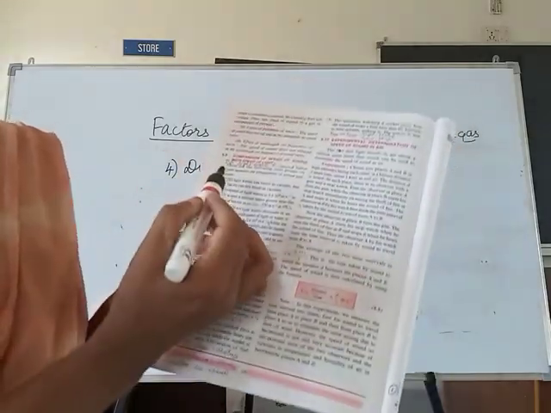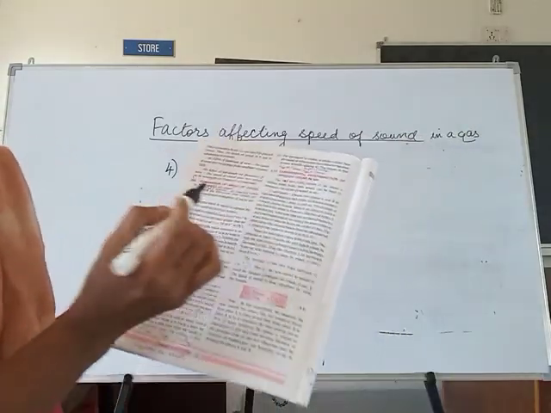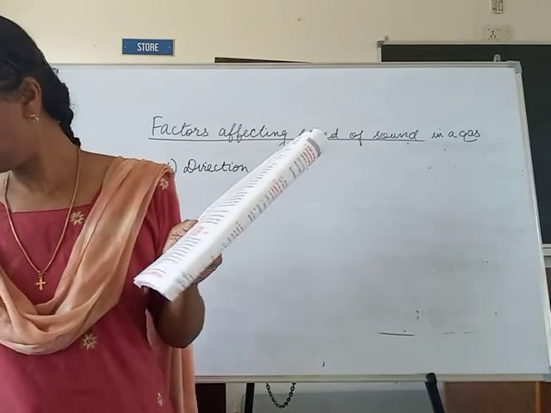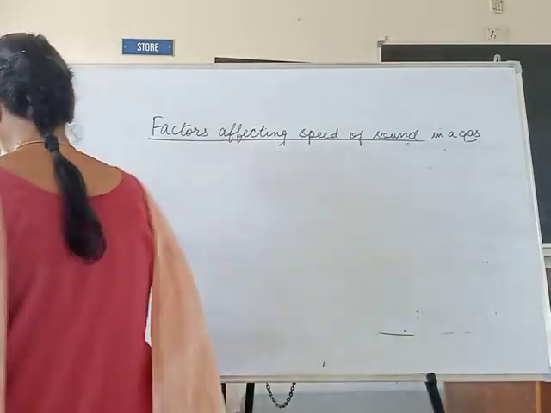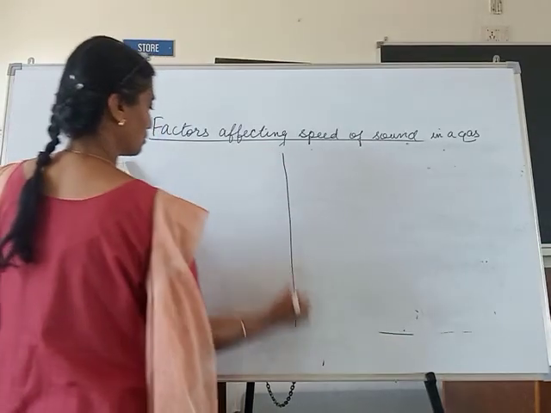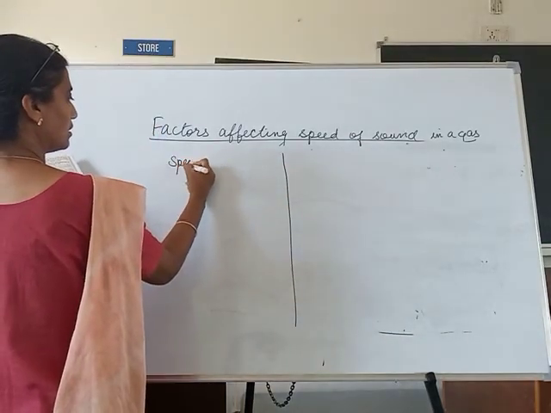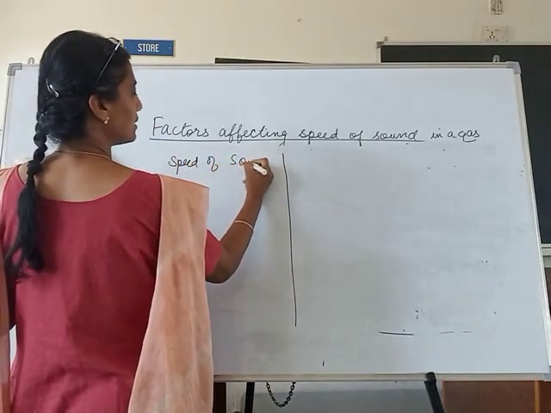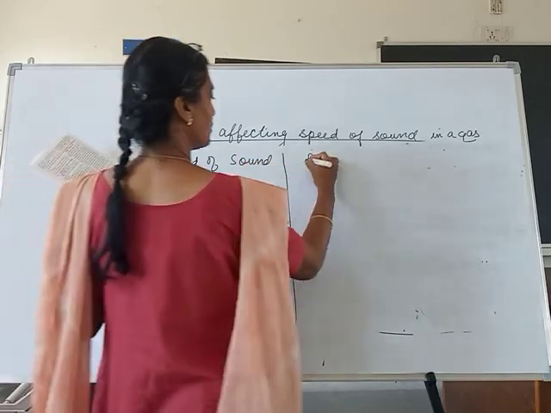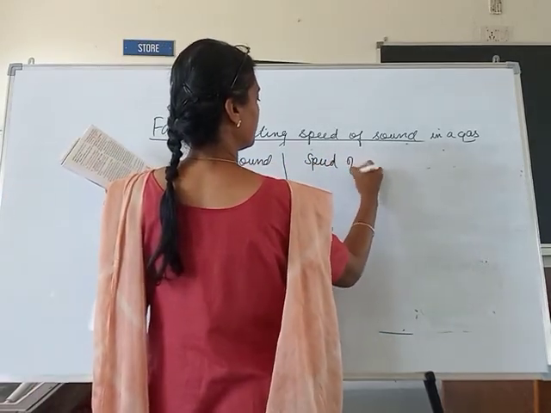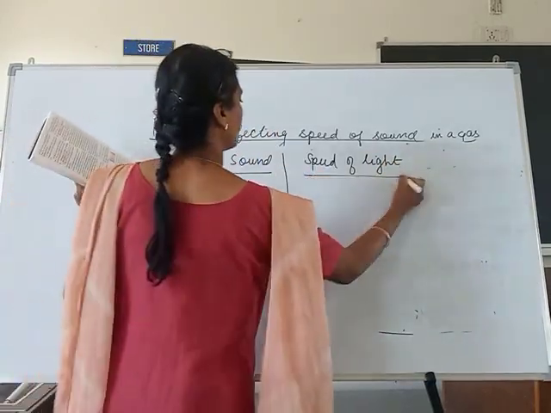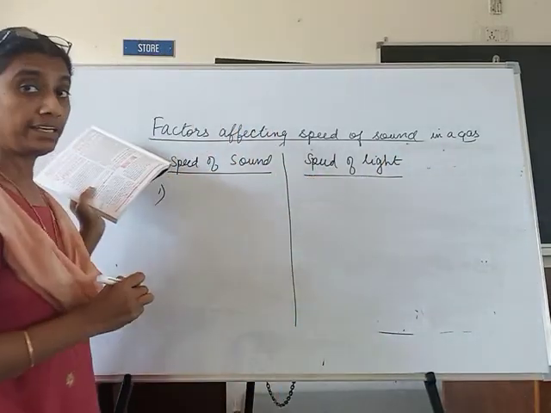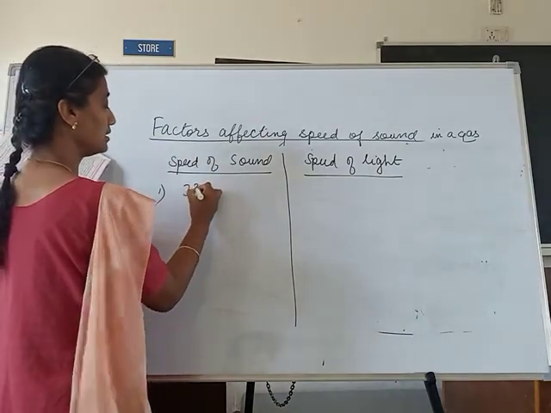And then we'll go to the next topic, comparison of speed of sound and speed of light. You will write it as difference between speed of sound and speed of light. Okay. So, in air, speed of sound is 330 meter per second.